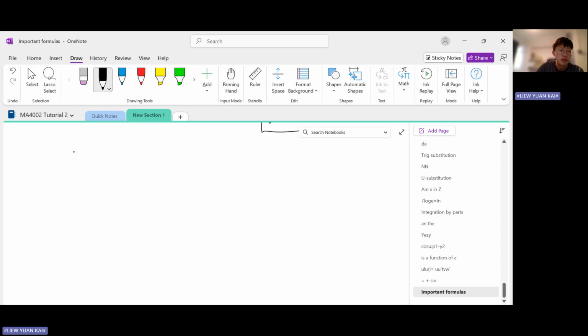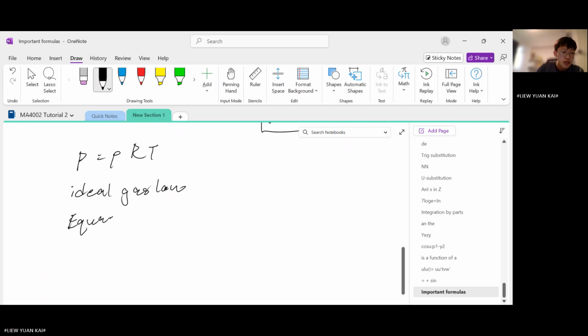The next important formula is this. It has a couple of names. You can call this the ideal gas law, or in this course, we will more commonly refer to it as the equation of state. It's the ideal gas law because it applies to ideal gases.